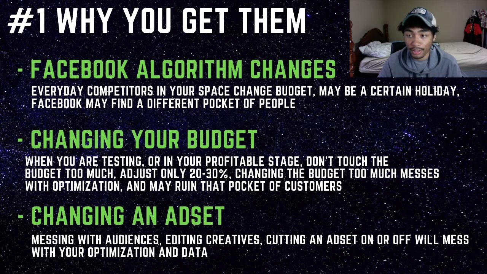Now, another thing that can affect your optimization is changing your budget. So you shouldn't be messing with your budget too much, especially if you're in the testing phase. So what I usually like to do is I'll start out a campaign for like $100, and then I'll test 10 different interests, and I'll just let it run for 3 to even 7 days depending on how it performs. So when you're testing, or if you're in your profitable stage, don't touch the budget too much. Adjust it anywhere from 20 to 30%. Sometimes, me personally, I even go lower than that. I may be doing 15%.